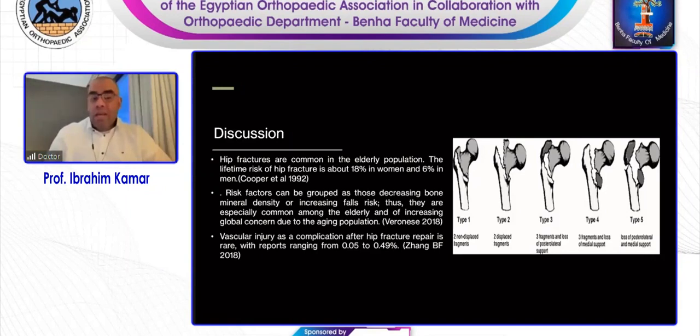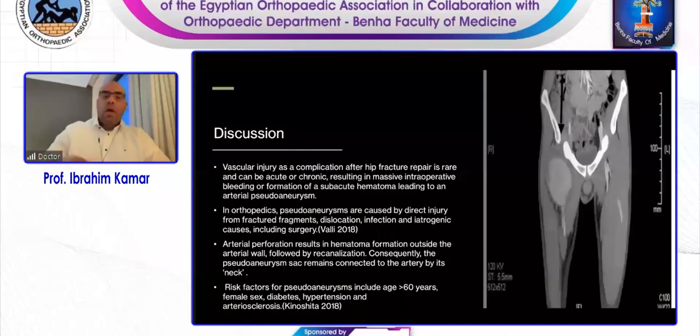Vascular injury as a complication after hip fracture repair is rare, with reports ranging from 0.05 to 0.49%, as per Zhang et al. in 2018. Vascular injury, as we mentioned, is a rare complication, can be acute or chronic, resulting in massive intraoperative bleeding or formation of a subacute hematoma, leading to an arterial pseudoaneurysm.